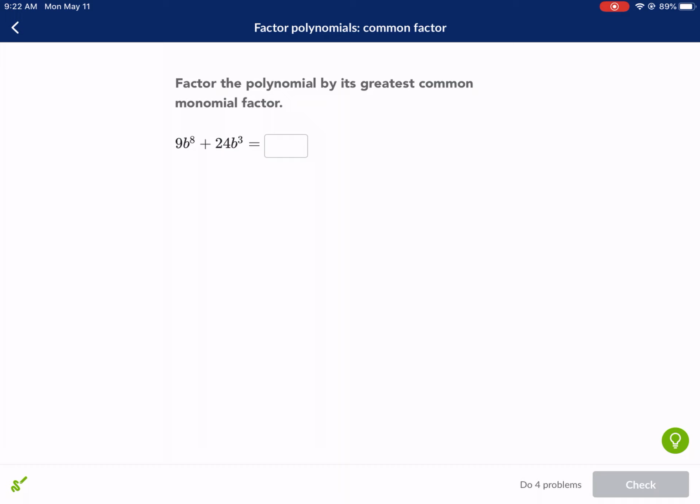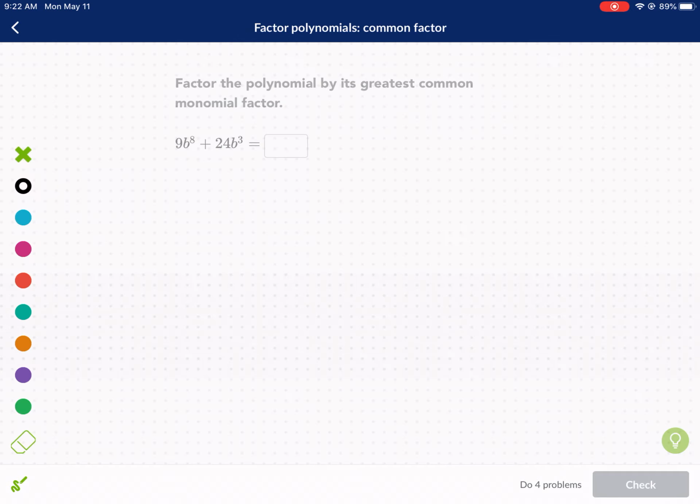Today we're going to be talking about factoring polynomials using the greatest common factor method. So the first prompt is: factor the polynomial by its greatest common monomial factor. Monomial means one term, so we're not doing a binomial factoring or anything like that.